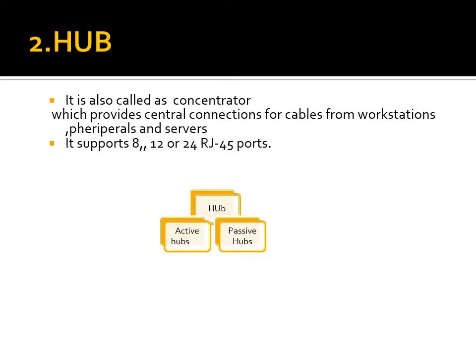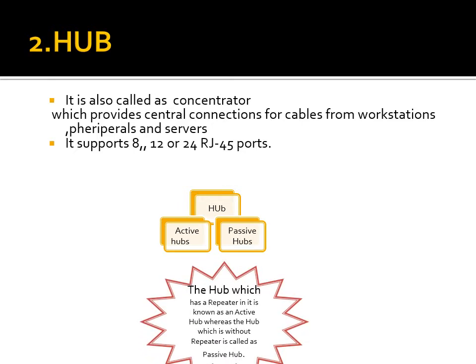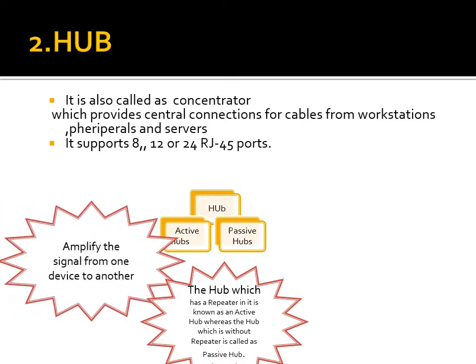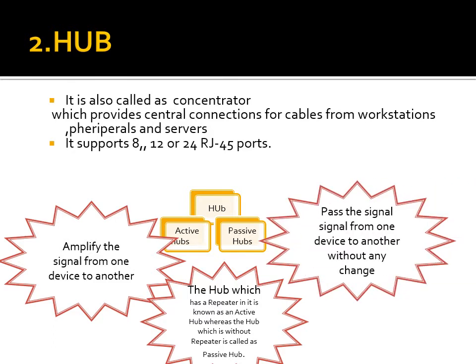There are two types of hub: active hub and passive hub. If a hub has a repeater, it is active. If a hub doesn't have a repeater, it is passive. An active hub amplifies the signal from one device to another device. A passive hub passes the signal without any amplification, just passing the signal from one device to another. Only the active hub amplifies.